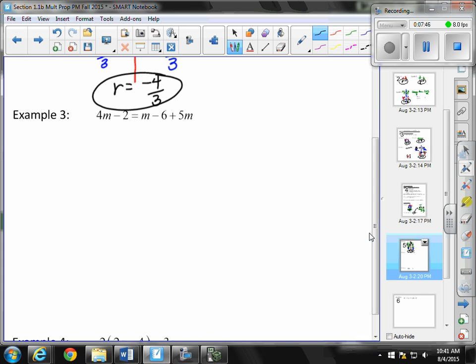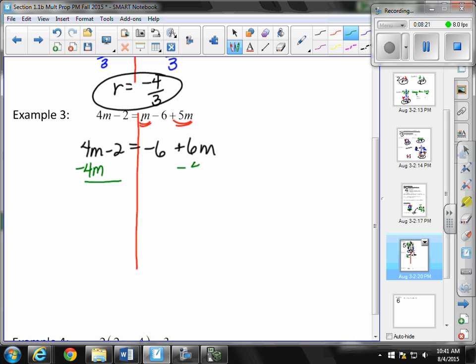Example number 3. Again, I'm going to put that line down it. When I look now at my right-hand side, I have 1m plus 5m. I'm going to combine my like terms. Everything else stays the same, but 1m plus 5m is plus 6m. Now I need to get all my m's together. Does not matter which side you move your m's to. So to show you that, I'm just going to move mine to the right-hand side. So I'm going to subtract 4m.